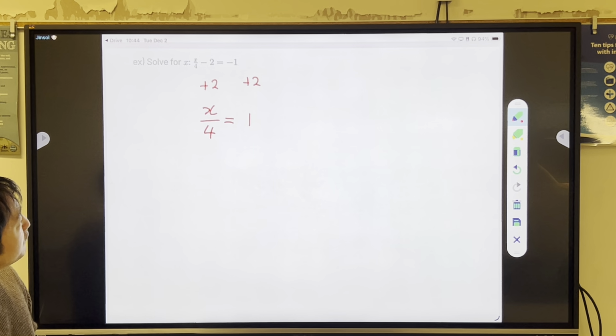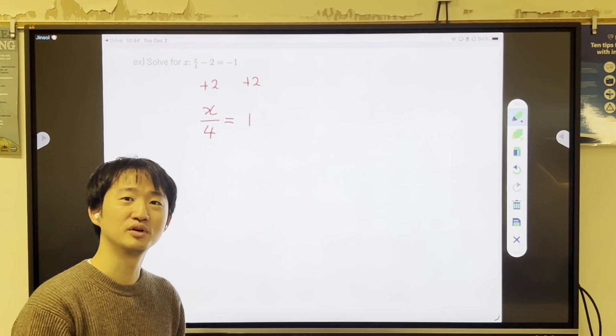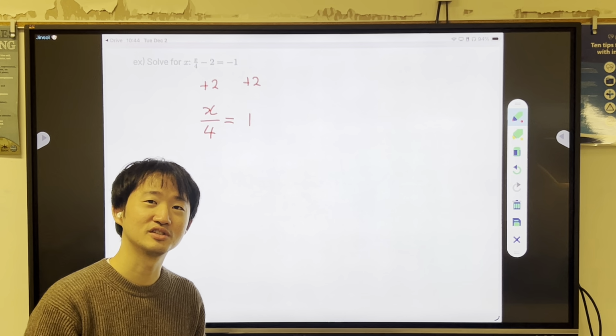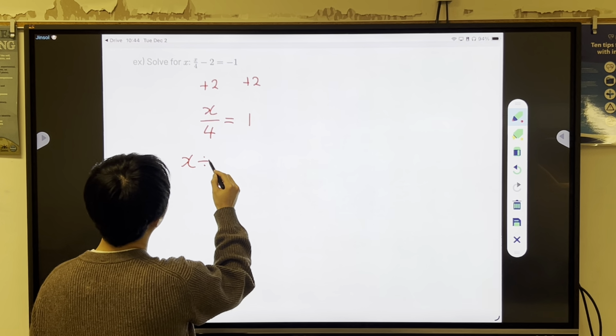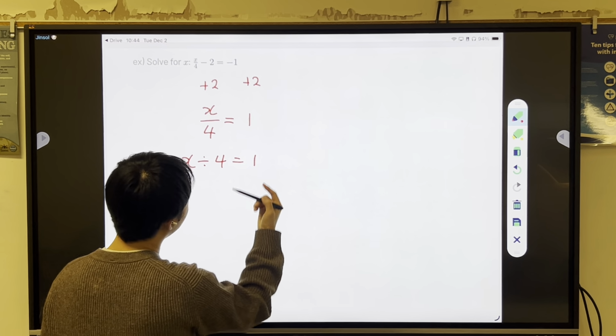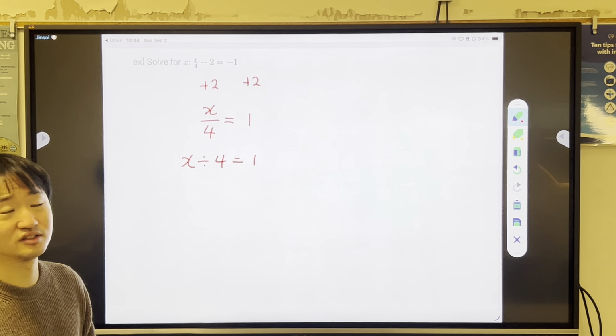So the first step is done. X divided by 4 is 1. X over 4 is 1. Sometimes people forget that fraction is indeed just division. So let's write it as x divided by 4 equals 1. And this way it's a bit clearer about what we need to do.